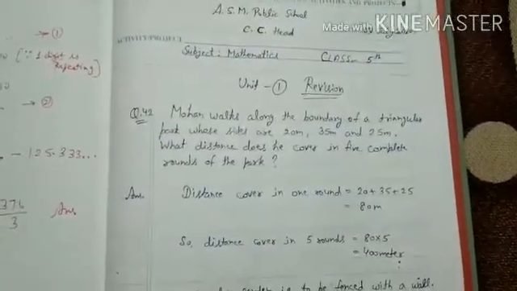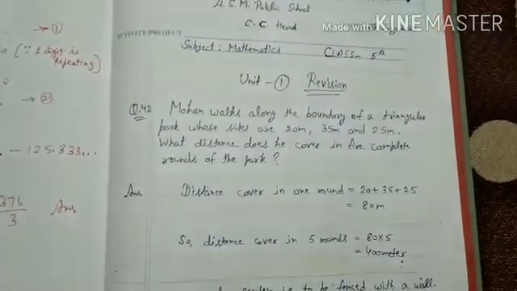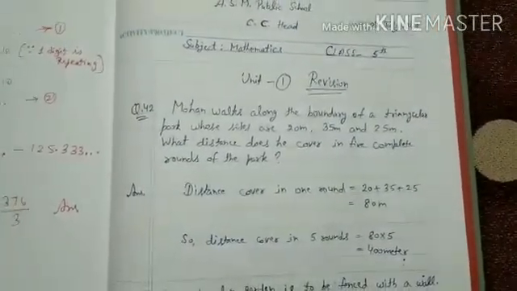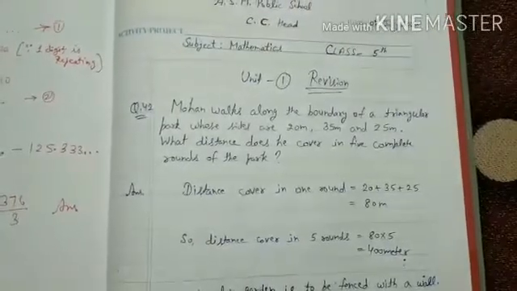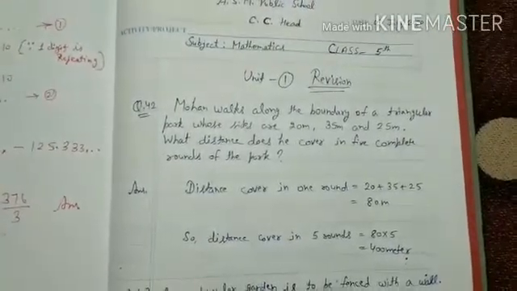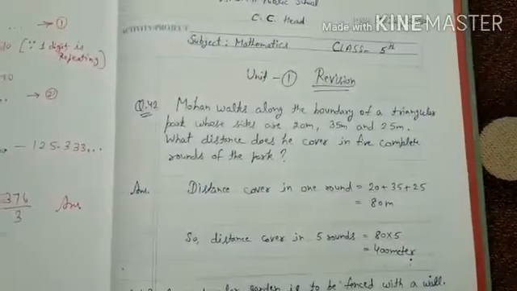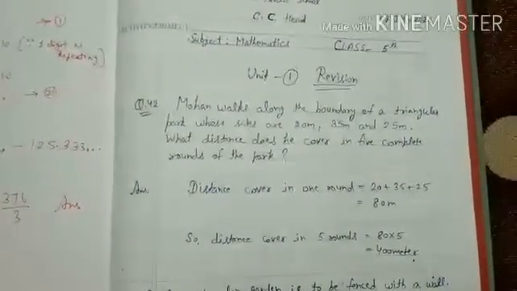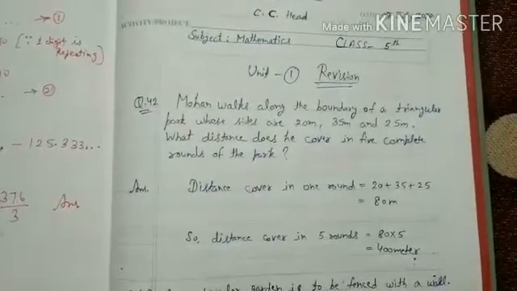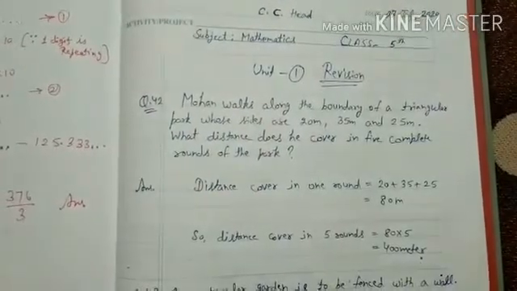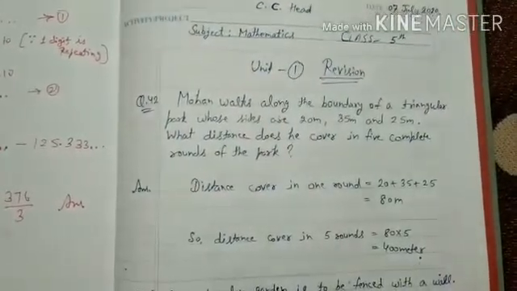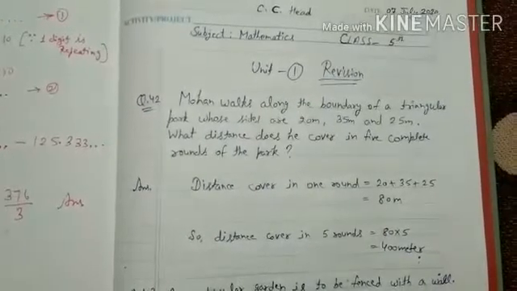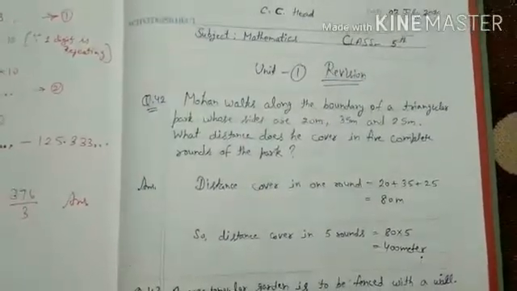As you know, Simran ma'am has done question 40 to question 41 in your revision exercise unit 1. So let's start question number 42. I am reading the question first. Mohan walks along the boundary of a triangular park whose sides are 20 meter, 35 meter and 25 meter. What distance does he cover in 5 complete rounds of the park?